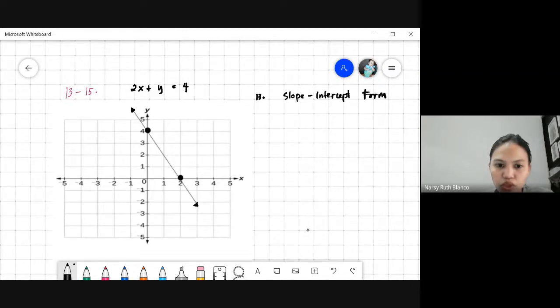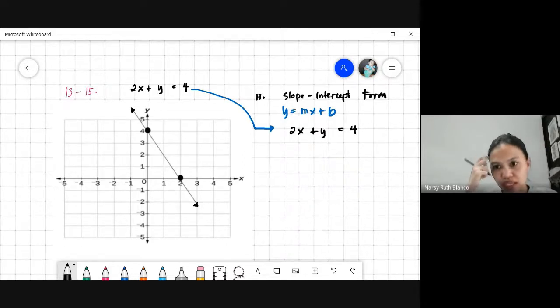To make this slope-intercept form, the slope-intercept form is y is equal to mx plus b. So, changing this to slope-intercept form, this is what we will do. 2x plus y equals 4. Again, in number 13, we are asked to find its equivalent in slope-intercept form. So, only y should remain on the left side. Getting rid of 2x, we add its opposite to both sides of our equation to maintain the equality.